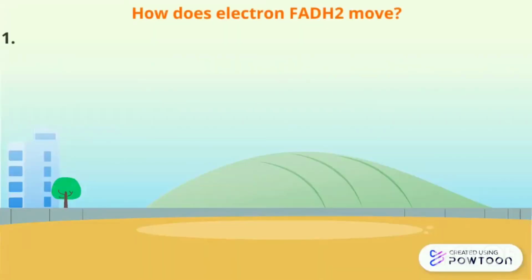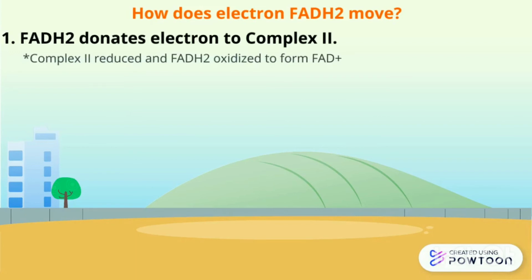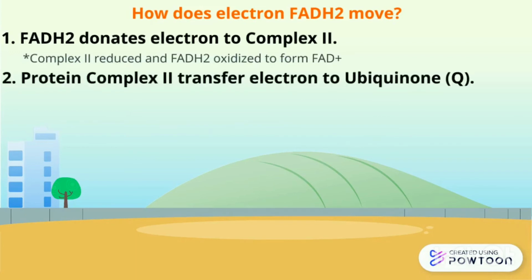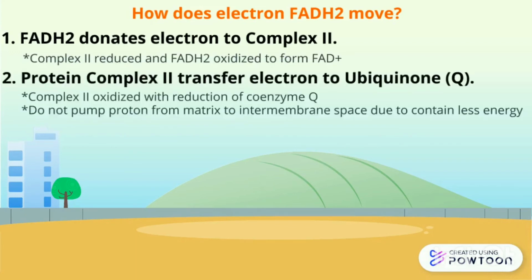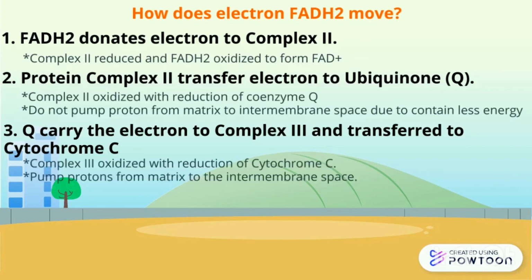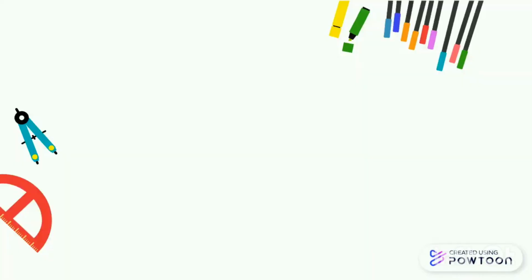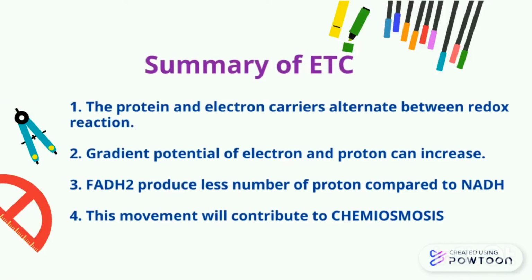1. FADH2 donates electrons to complex 2. 2. Protein complex 2 transfers electrons to ubiquinone Q. 3. Q carries the electrons to complex 3 and transfers them to cytochrome C. 4. Cytochrome C carries the electrons to complex 4, then the electrons unite with H+ and O2 in the matrix to form H2O. In conclusion, the protein and electron carriers alternate between redox reactions.